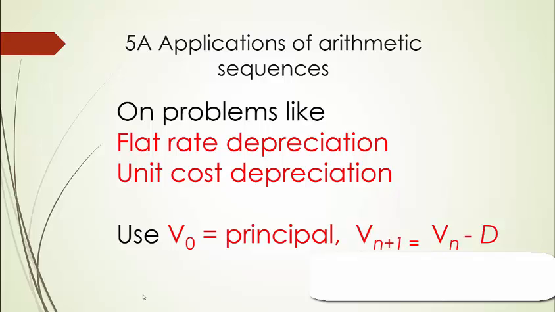In both cases we're going to use the recurrence relation you're already now familiar with. Well, it's one minor difference. Now this time V0 is the principal, Vn plus 1 equals Vn minus d, because you're going to start with a certain amount and then it's going to go down in steps.